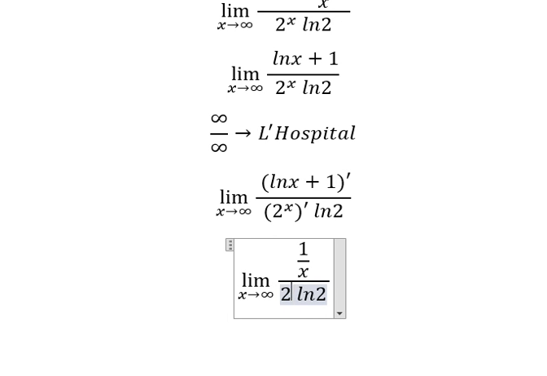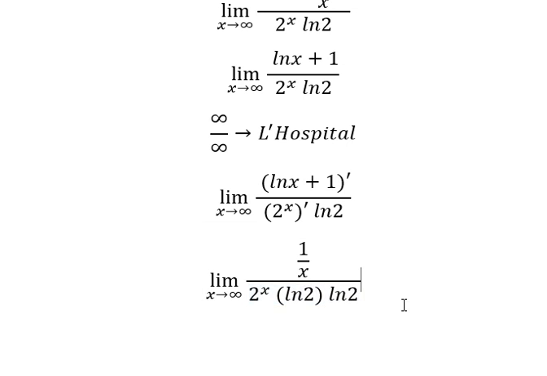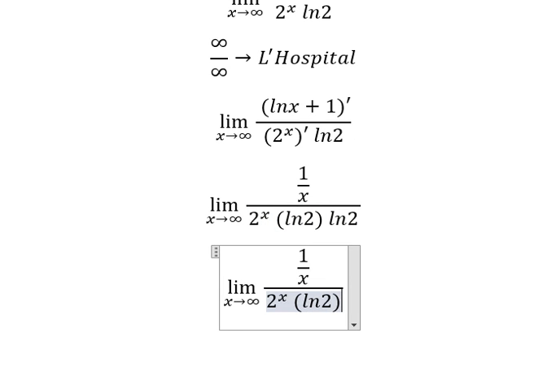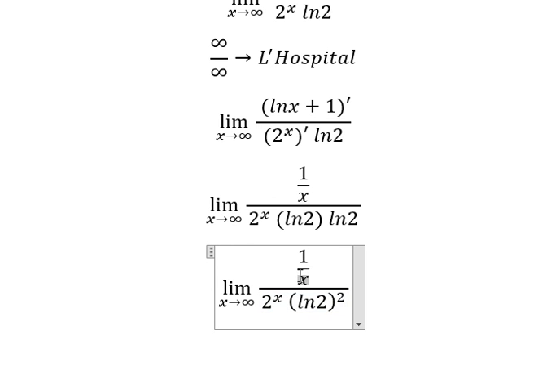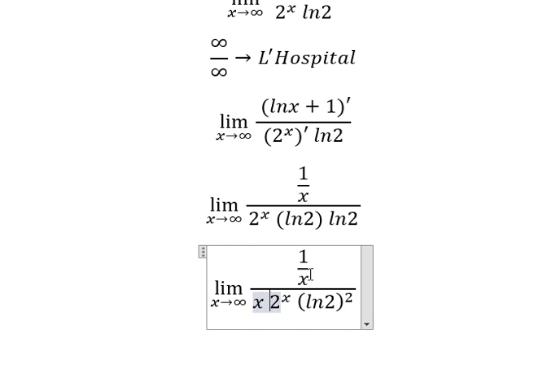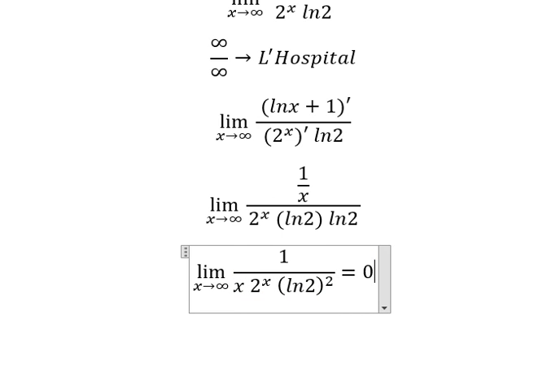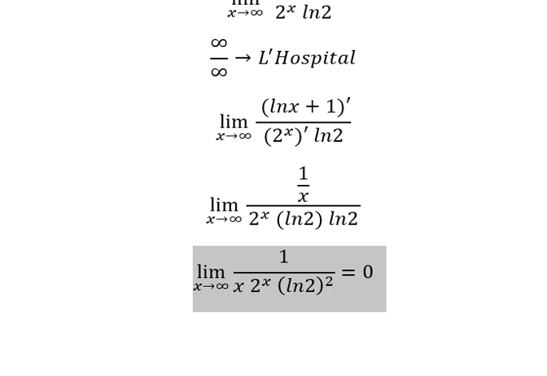This one, we have 2 to the power of s, and we have ln 2. So this one we have ln 2 to the power of 2 about s in here. Now, when s approaches positive infinity, this one will go to positive infinity. Number 1 divided by positive infinity, you get number 0. And that is the final answer. This is the end. Thank you for watching.